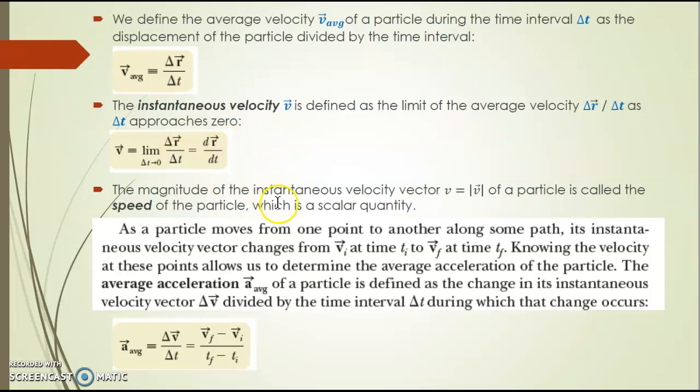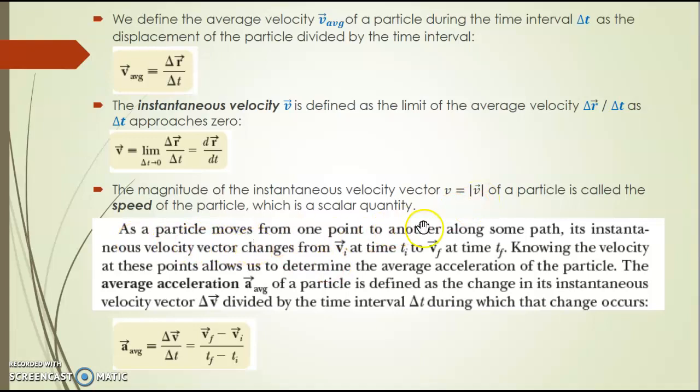Next, we have speed. Now, what is the relationship of speed with velocity? Speed is the magnitude of the velocity, or is given this way. So when you see this in a problem, it is asking for the speed or the magnitude of the velocity.